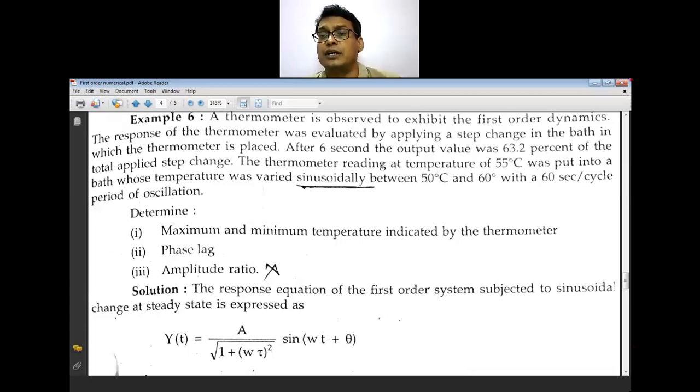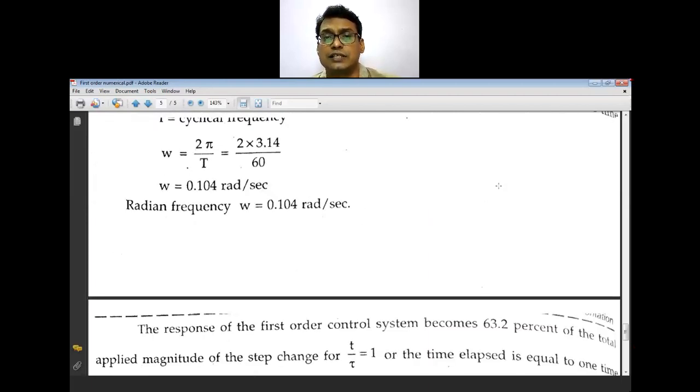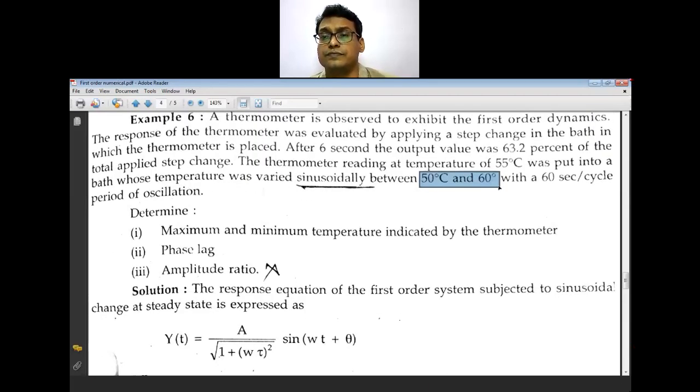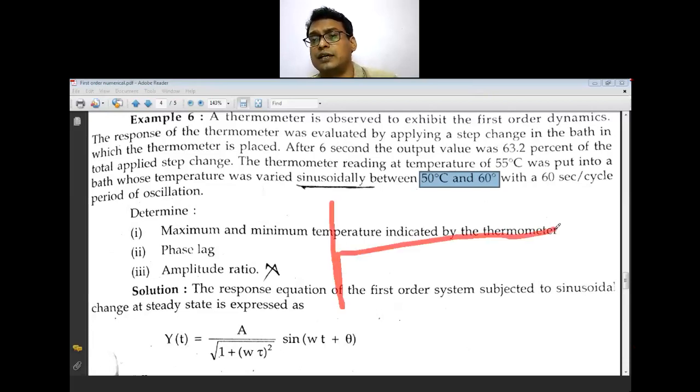Now the thermometer is initially placed at a reading of 55 degrees Celsius, and was put into the bath whose temperature was varied sinusoidally between 50 degrees Celsius and 60 degrees Celsius. So I can plot a graph for this. Initially it is at 55 degrees Celsius.